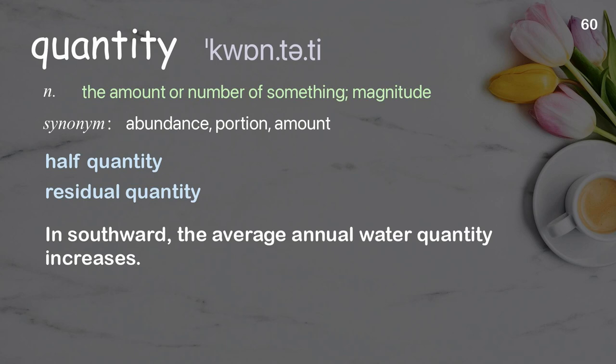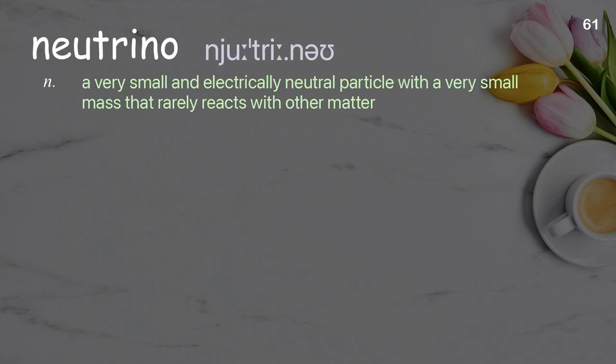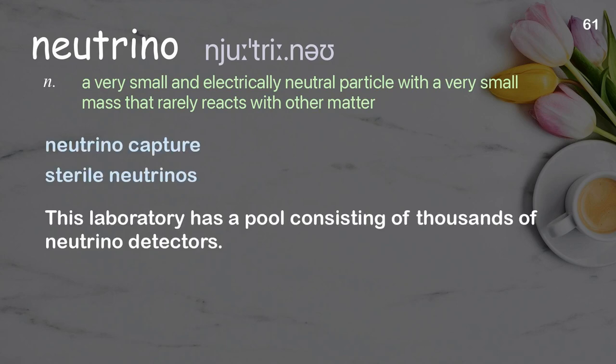Neutrino. A very small and electrically neutral particle with a very small mass that rarely reacts with other matter. Examples: neutrino capture, sterile neutrinos. This laboratory has a pool consisting of thousands of neutrino detectors.